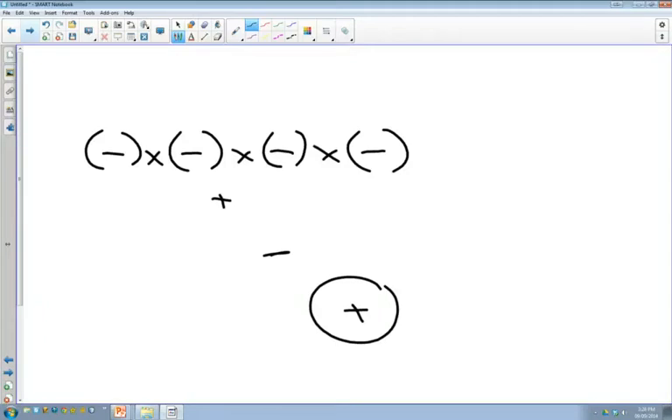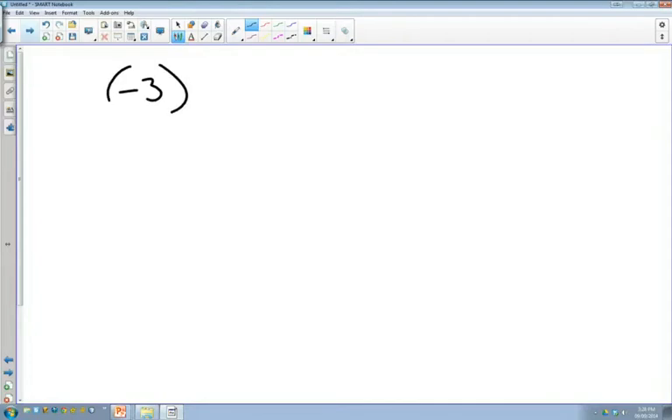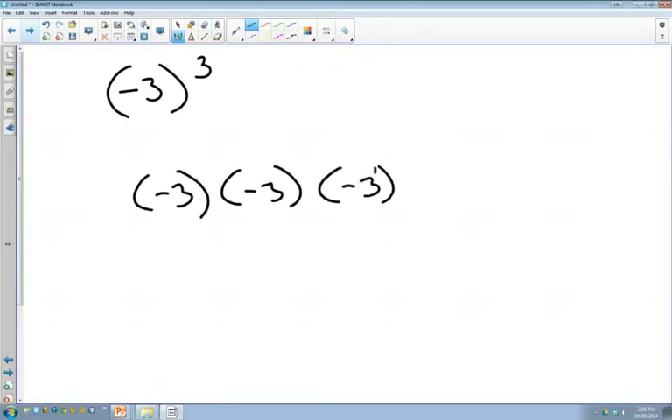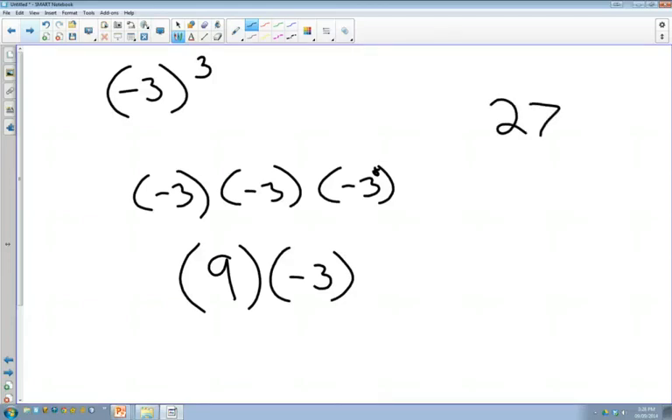What if this was -3 to the power of 3? Let's think about what it is. That really means -3 times -3 times -3. So what's -3 times -3? It's 9. Negative times a negative. Then we'd have +9 times -3. The answer would be 27, but what would the sign be? Negative. Right, negative. Whereas if it was to the power of 4, our answer was positive.